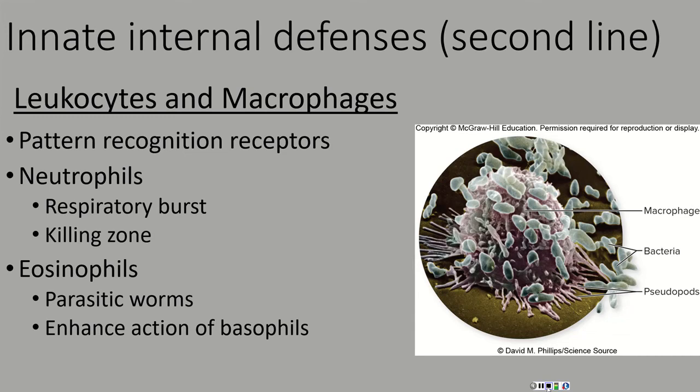Next, eosinophils. Eosinophils, we talked about how they fight parasitic worms back when we were talking about blood. And eosinophils also are capable of enhancing the action of basophils. Remember, basophils release histamine and heparin and various other chemicals. So eosinophils will aid basophils by making them work more.